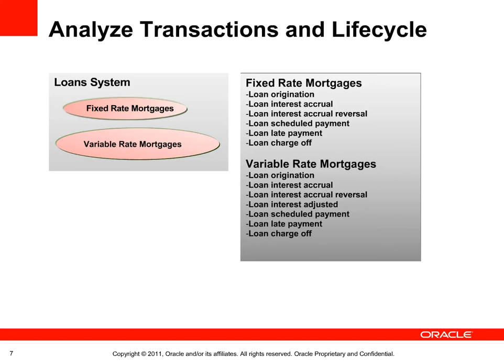We determine the transactions that need to be accounted and clearly identify the activities in the life cycle of the transactions. Our sample source system is a loan application that tracks two types of mortgage loans, fixed rate and variable rate mortgage loans. The life cycle of each type of mortgage loan is different. There are different types of activities or events that occur during the life. For each type of mortgage loan, we identify such events and determine whether they have accounting and/or reporting implications.